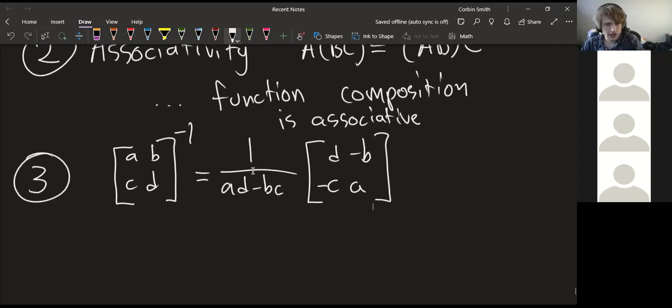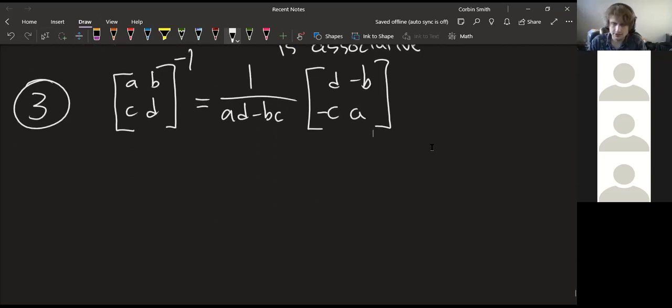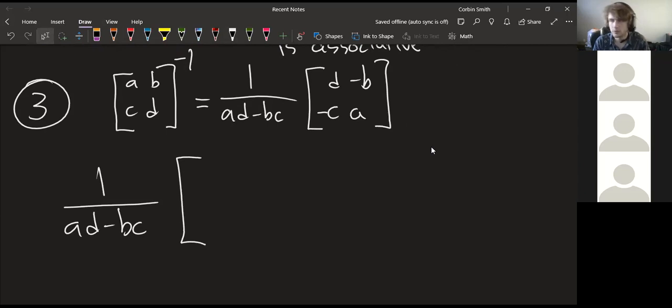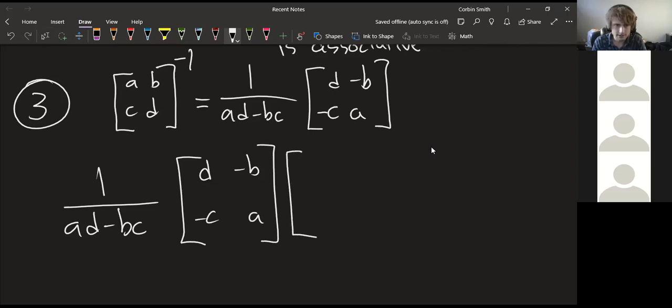So I guess we should just check that this actually gives us the right answer. So 1 over AD minus BC. And when we have a number on the outside of a matrix, it just means that we could factor it out from all the entries. And if we wanted to put it on the inside of the matrix, we would just multiply each entry by that. So I'm going to keep it on the outside for brevity for now. So D, minus B, minus C, A. That's going to be times A, B, C, D.